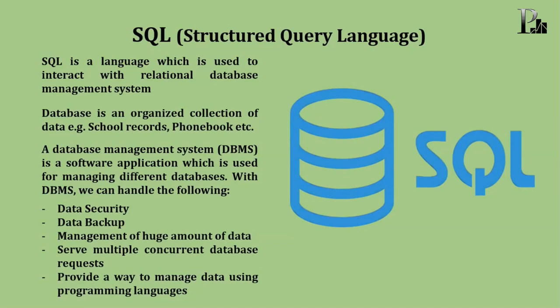Now to manage this database, this organized collection of data, we need something wey we dey call database management system or DBMS. And wetin be that one? Database management system na software application wey dey control database. E dey work for managing different databases. E dey help us to create and manage database. With the help of database management system, we fit handle tasks such as data security, data backup. E fit help us manage huge amount of data. E dey serve multiple concurrent database requests, and e fit give us a way to manage data using programming languages.